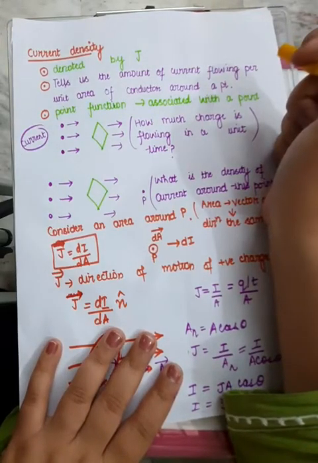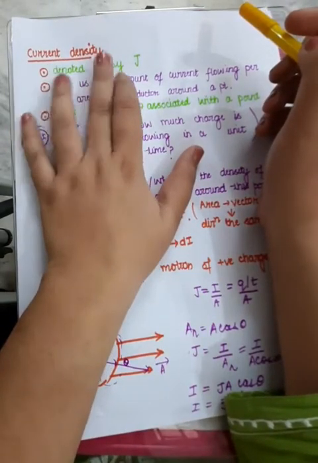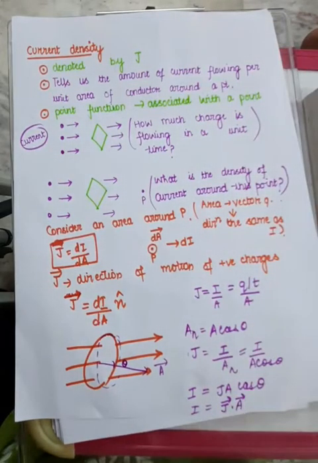Dear students, in this video, we are going to discuss current density. Current density is denoted by J. What is the difference between current and current density? Current means flow of charges per unit time through a conductor, whereas current density tells us the flow of current per unit area. Okay, so that is current density.